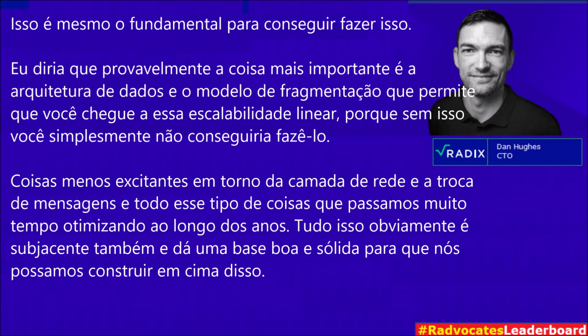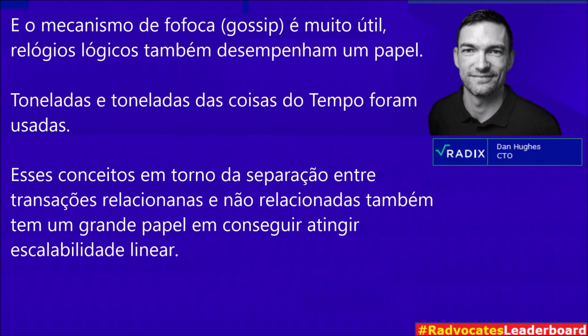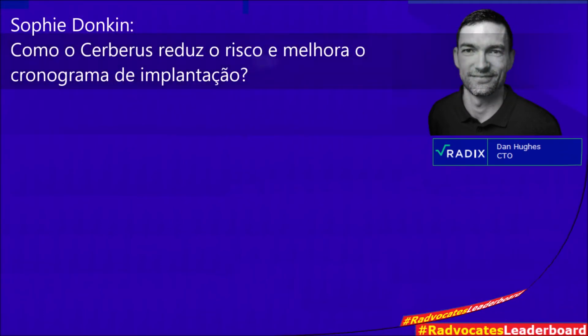Less exciting stuff around the networking layer and messaging and all that stuff that we spent a lot of time optimizing over the years. All that's obviously come over as well and gives a nice solid foundation for us to build up on top of. Innovations that we did in the gossip mechanism are very useful. Logical clocks also play a role. Just tons and tons of the Tempo stuff comes over. Those concepts around separating related and unrelated transactions also play a very big part in being able to achieve this linear scale.